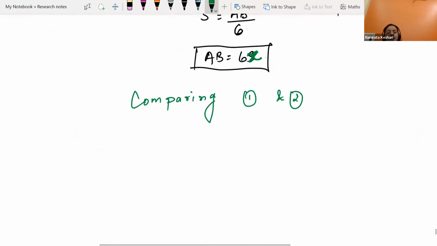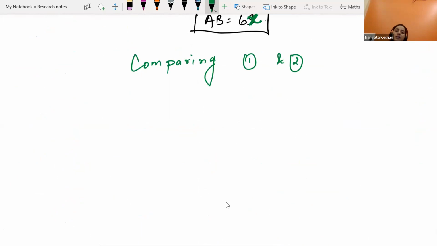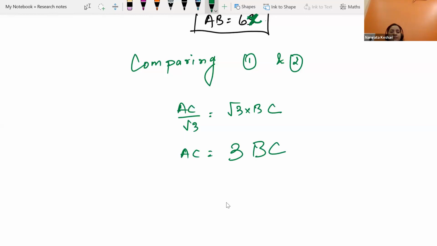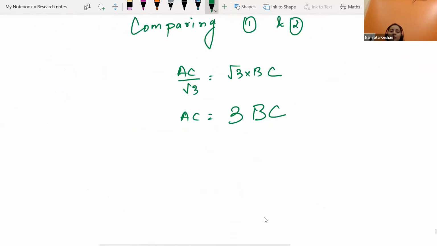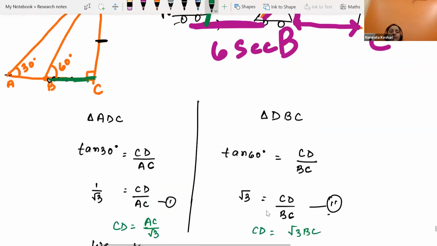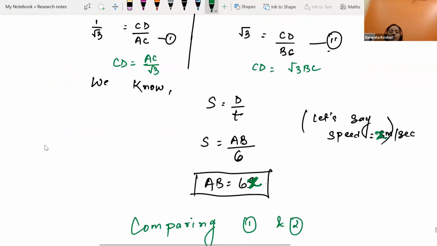So let's continue comparing 1 and 2. We are going to get AC by root 3 is equal to root 3 into BC. Okay, AC is just 3 BC. Can we write it? Ma'am, yes. From here, can we write AC is just 3 into BC? We have solved the equation, nothing else. Now AC is just the combination of AB plus BC, right? Yes, ma'am. Okay, let's write AC as AB plus BC.